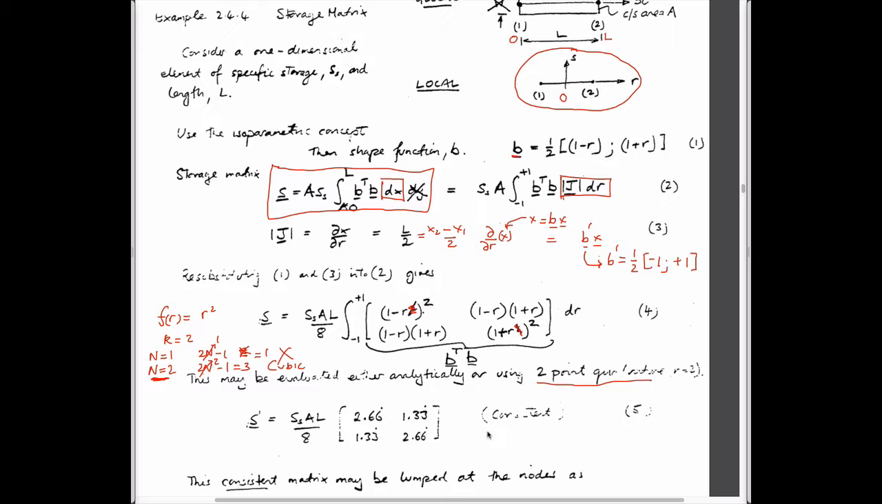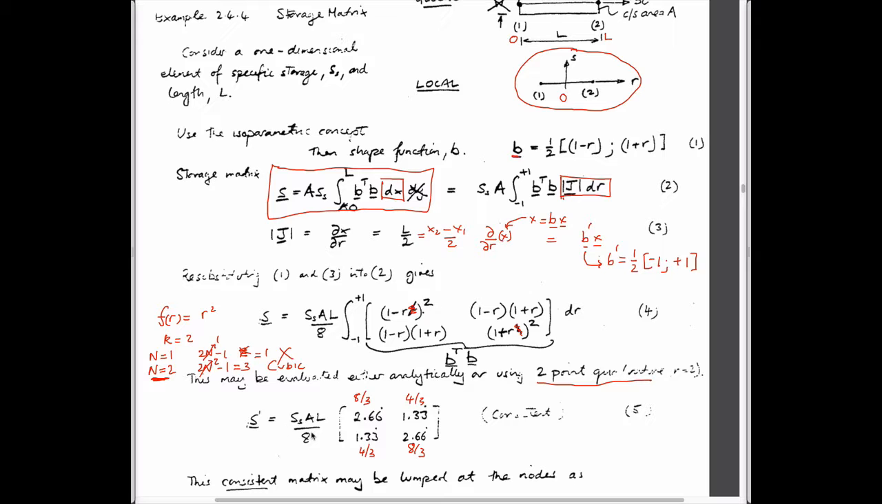I won't do it, but if you go and integrate it, you end up with this term being 8, it's 2.66, but it's also 8 over 3. Right? So 2 is 6 over 3, 7 over 3, 8 over 3. This is 4 over 3. This is 8 over 3. And this is 4 over 3.